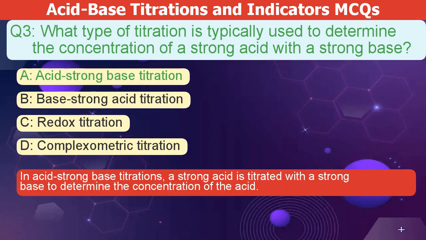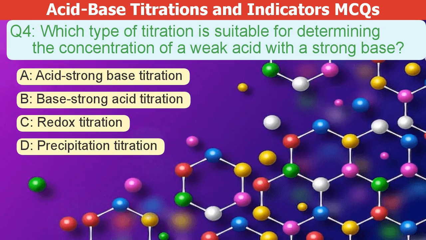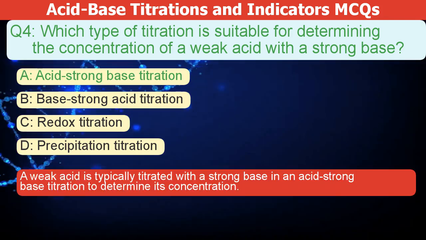In acid-strong base titrations, a strong acid is titrated with a strong base to determine the concentration of the acid. Which type of titration is suitable for determining the concentration of a weak acid with a strong base? A. Acid-strong base titration. B. Base-strong acid titration. C. Redox titration. D. Precipitation titration. The correct answer is A.